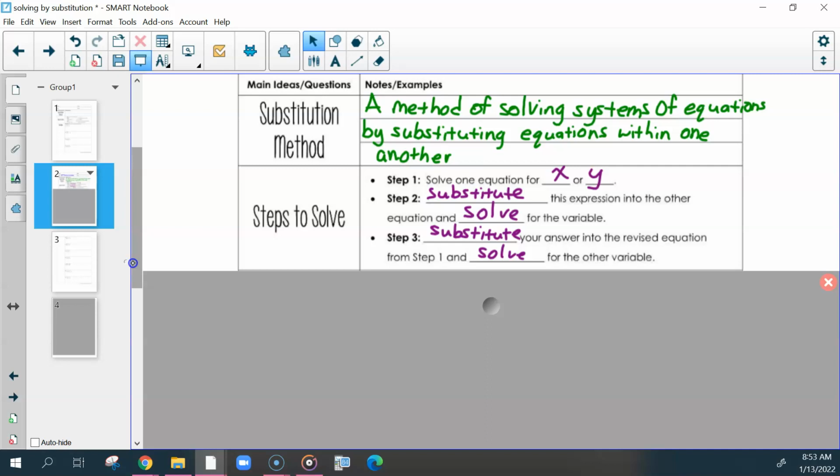Define substitute. When you evaluate, you take a number and you put it in for x or y, and then you simplify. Same thing. But now it's going to be equations instead of just a number. Substitute, plug in, those words are synonyms.